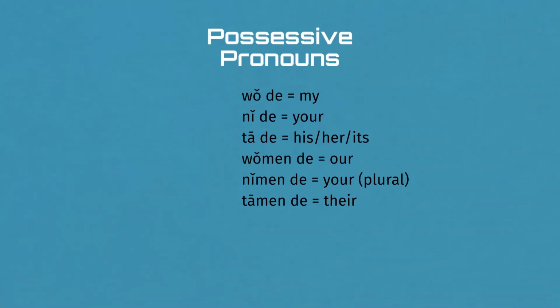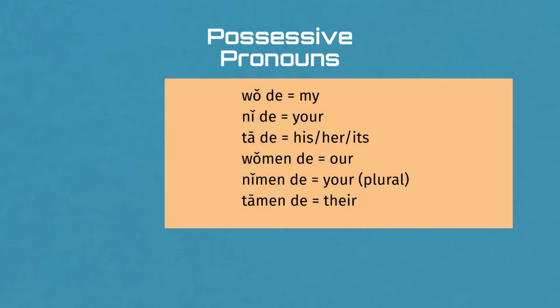Okay, let's have a quick look at possessive pronouns. These are super easy. You just say your personal pronoun and you add the 的. That's a neutral tone. 我的，你的，他的，我们的，你们的，他们的。There you go.